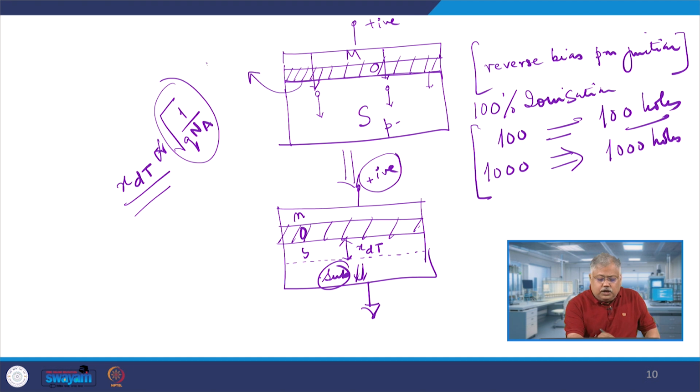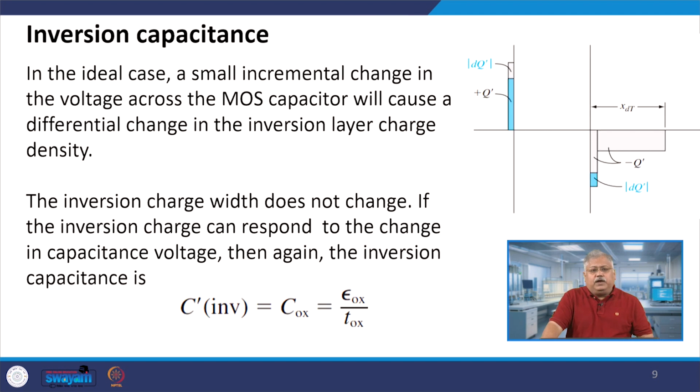So there is no interface trap charge here. So what we have done, we have formed this xdt. Please understand, xdt primarily means there is no inversion charge being still there, right. So let us see what we can do here.